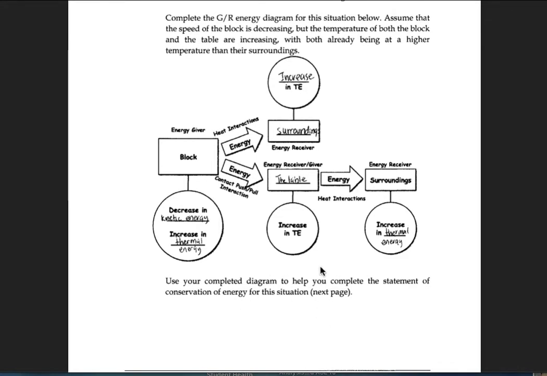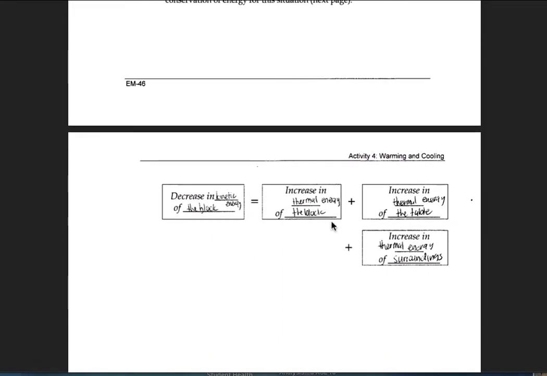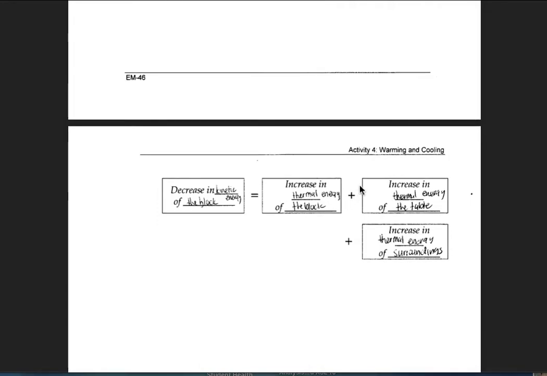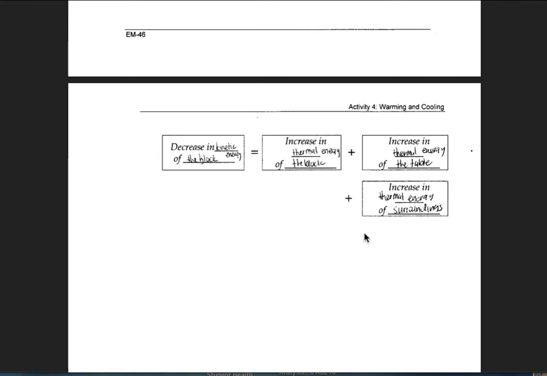And then I completed the conservation of energy on the other page: the decrease in kinetic energy of the block equals an increase in thermal energy of the block, plus an increase in thermal energy of the table, plus an increase in thermal energy of the surroundings. So those are all my answers for activity 4 summarizing questions.